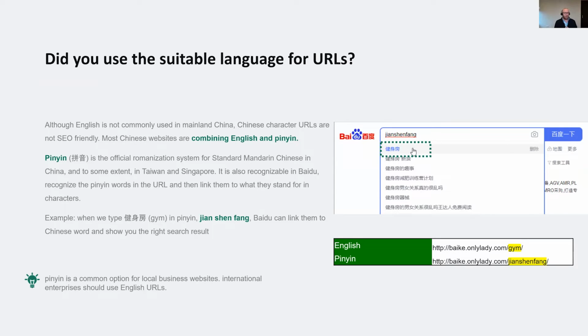As I referred to for the URLs, Baidu is pretty good at combining pinyin and simplified Chinese. So for instance, if you search in pinyin, you'll still get the simplified Chinese results, as you can see in the image. But it is absolutely fine for international businesses, such as most likely yourselves, to use English URLs as well.